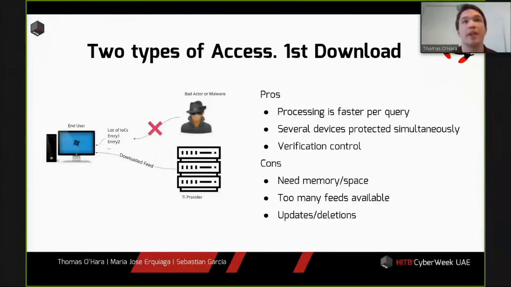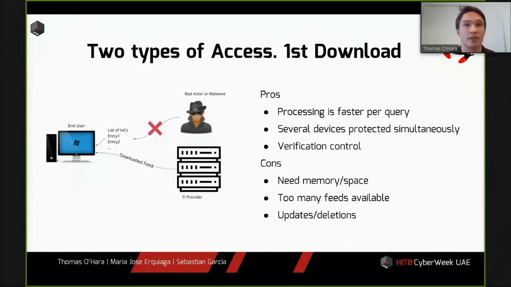So there are two general methods for accessing blacklists in threat intelligence feeds. The first is via download. This is a very traditional method for accessing threat intelligence feeds. Basically, the way it works is an end user will download a threat intelligence feed from a threat intelligence provider and implement it in a firewall, and therefore use it to block attacks from bad actors.